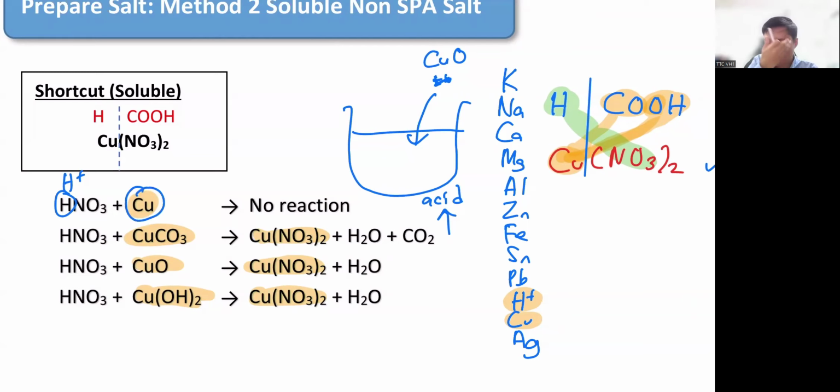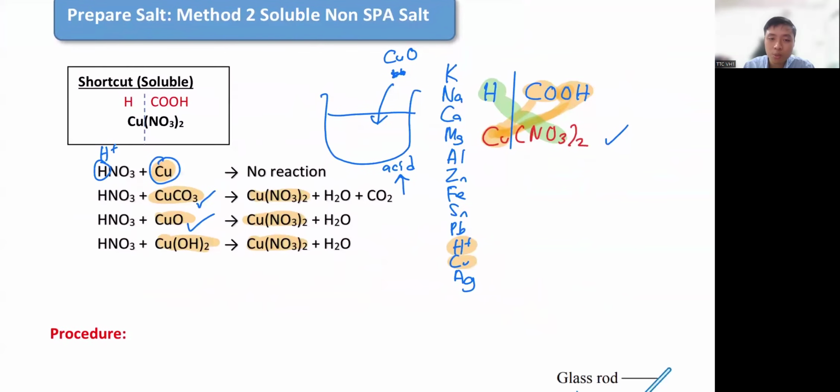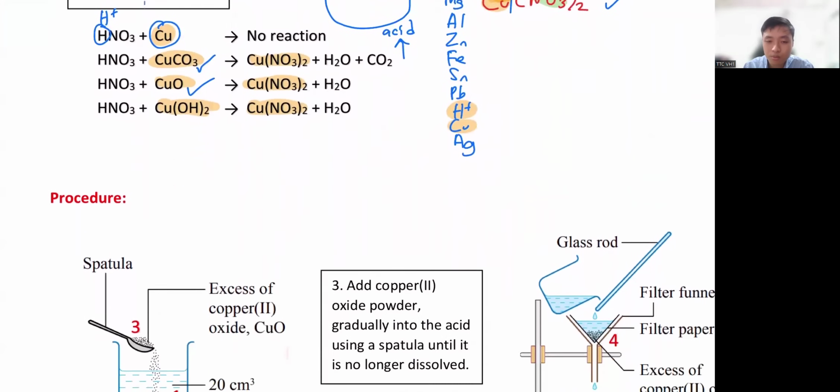This copper is less reactive, meaning it is the weaker chemical. H plus is stronger, so Cu cannot take away the NO3. So that's why there is no reaction. If you cannot take it away, then no reaction. So what I recommend in the exam is you take carbonate or oxide. Normally these two are recommended. Any problem? This is how to prepare a soluble non-spar salt.